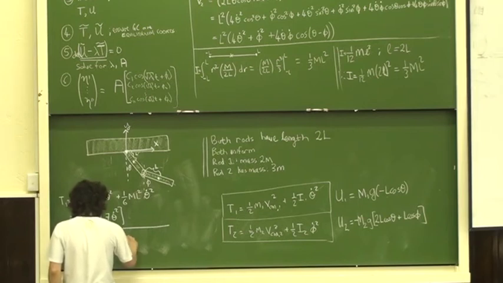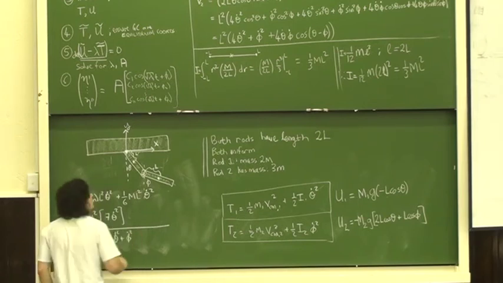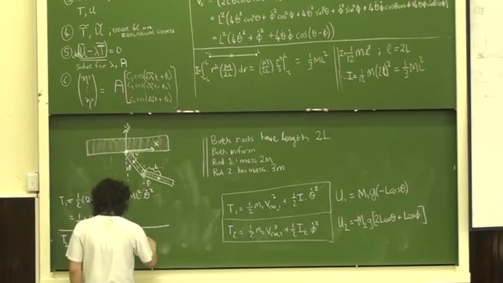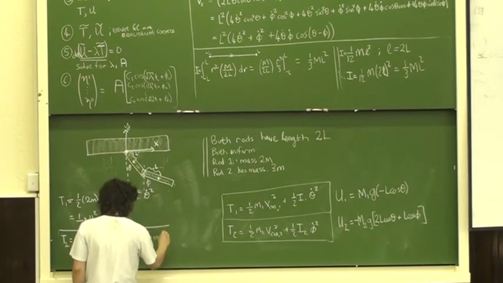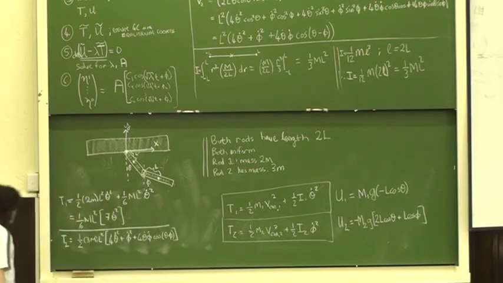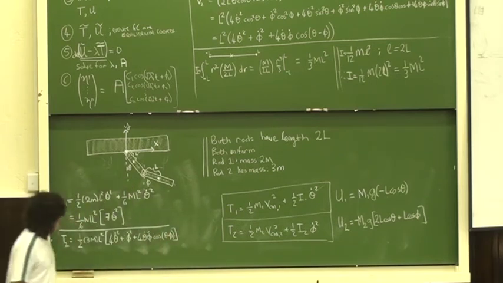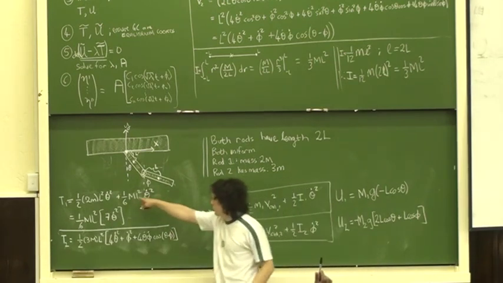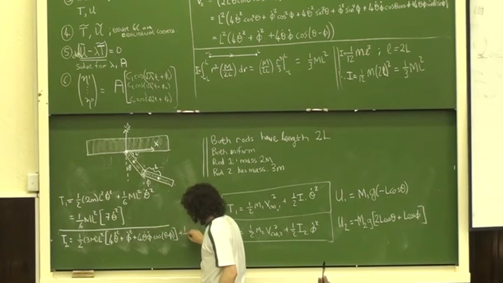Plus 4 theta dot phi dot cos theta minus phi. And that's just the first piece plus a half I2 phi dot squared, which we already know to look like this. 1 over 6.